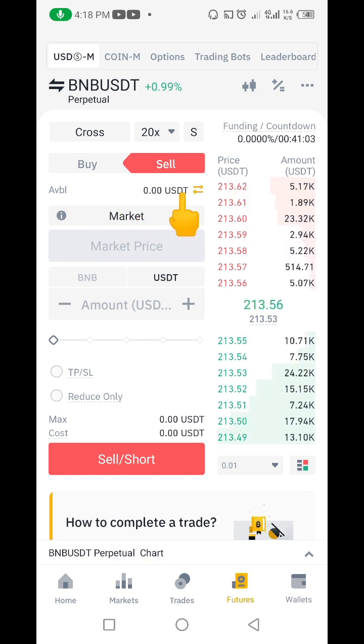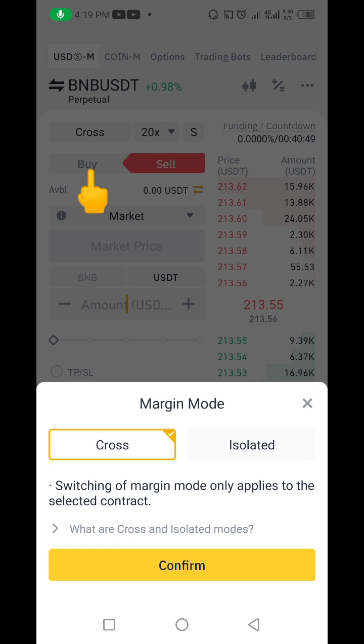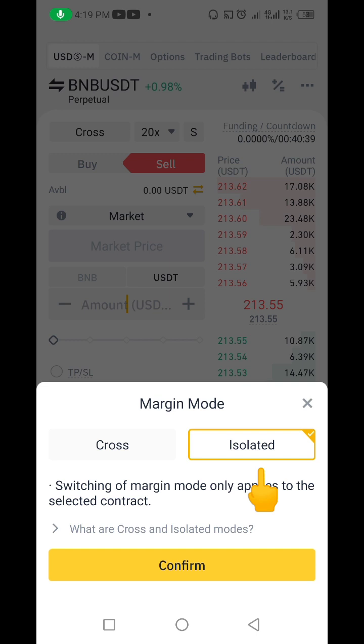Now here, if you check up here, you're going to see something that is called Cross, and something that is called 20x. I'm going to be explaining this to you quickly. Now you see this Cross, if you click on it, it actually has just two options for you, which is this Cross and then this Isolated margin. Presently it's on Cross, but I would like to use Isolated margin. So I'm going to be explaining the meaning of Isolated margin and Cross to you.